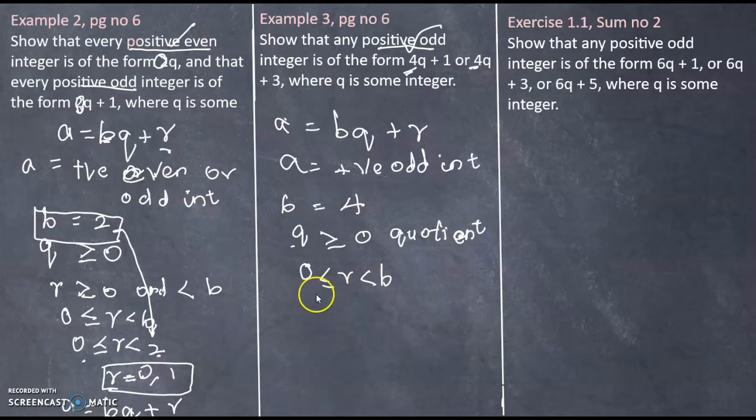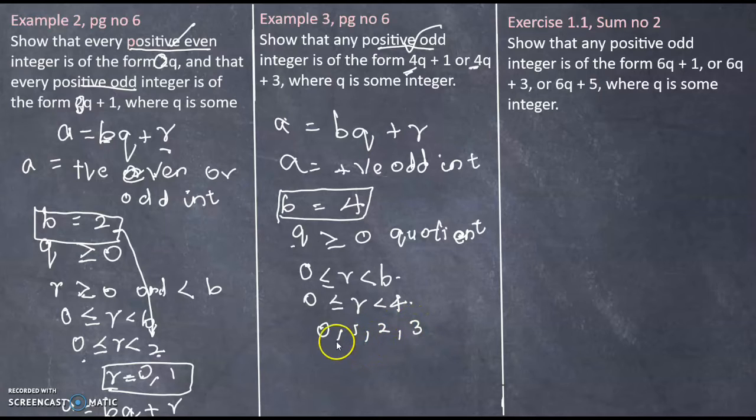So in this case, 0 less than or equal to r less than, what is the b value here? 4. So substitute the value of b here. 0 less than or equal to r less than 4. So the value of r will be, what is between 0 and 4? 0, 1, 2 and 3.